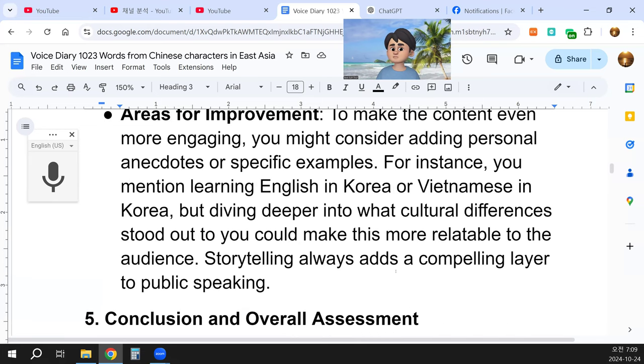Areas for improvement. To make the content even more engaging, you might consider adding a personal or specific example. For instance, you mentioned learning English in Korea, or Vietnamese in Korea. But diving deeper into what cultural differences stood out to you could make this more relatable to the audience. Storytelling always adds a compelling layer to public speaking.